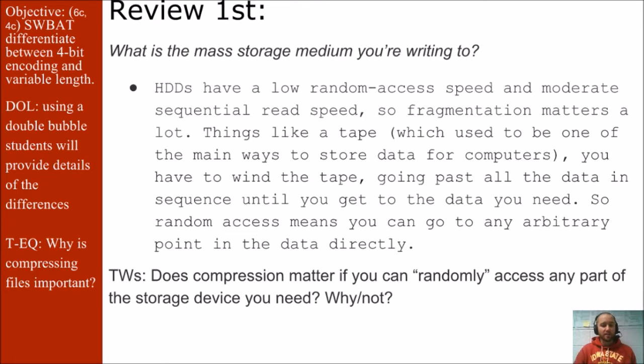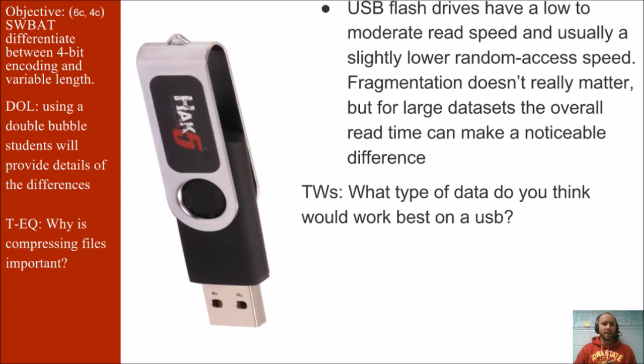My think right here on this page is, does compression matter if you can randomly access any part of the storage device you need? And why or why not? If we're talking about a storage medium like USB flash drives, well, they have a low to moderate read speed and usually a slightly lower random access speed. So fragmentation doesn't really matter here, but for large data sets, the overall read time can make a noticeable difference.